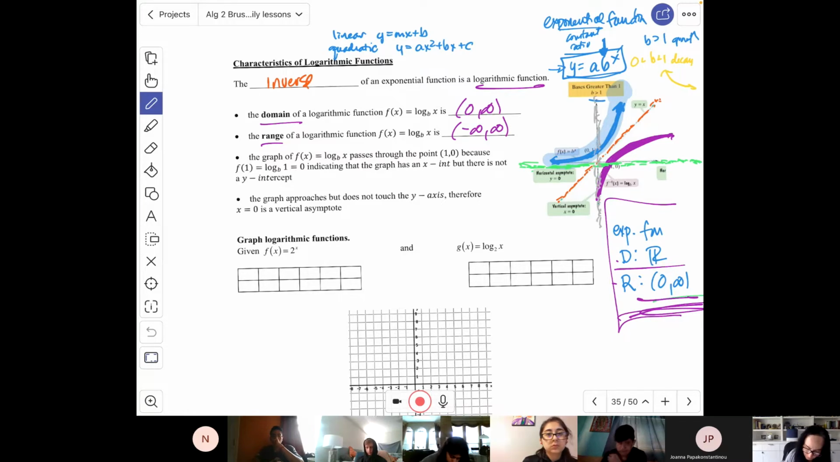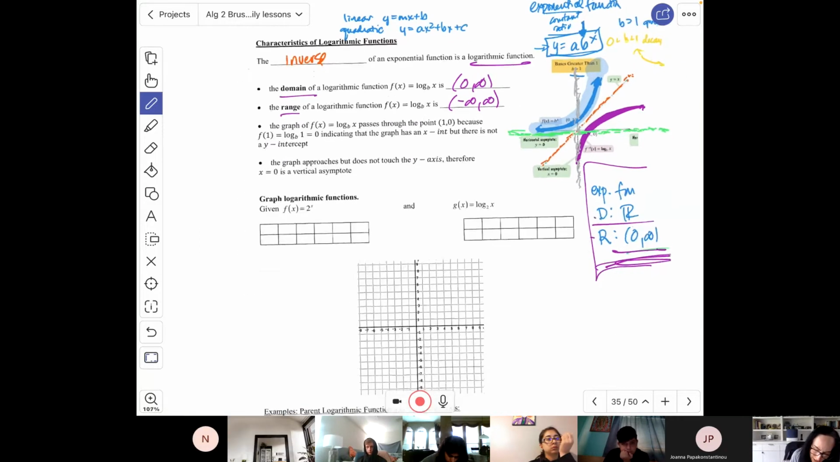Do you see that? Because we know based on that investigation we did, if you take a horizontal line and you reflect it across y equals x, it becomes a vertical line. So that horizontal asymptote for an exponential function becomes a vertical asymptote in the logarithmic function. So that means you cannot ever have an input to a logarithmic function that is negative. Okay? So let's go ahead and make sure that we understand.